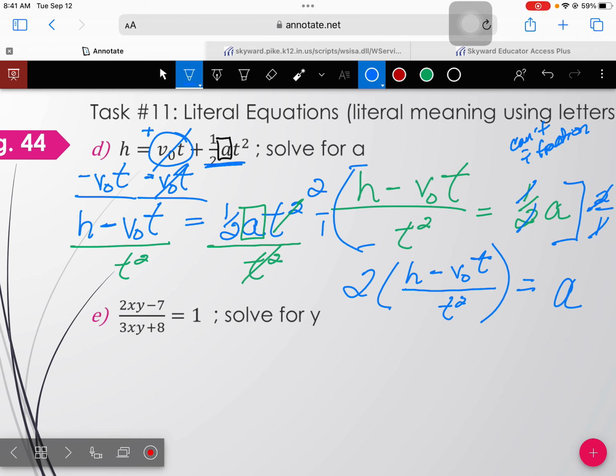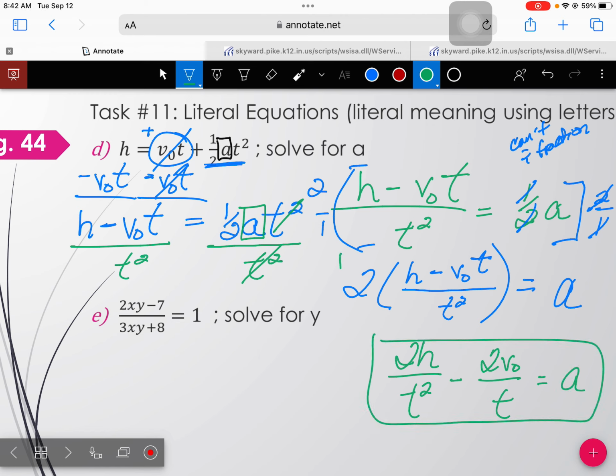Does anybody want to offer what they had and check? Do you see what I did though? You want to subtract the other whole term first. That's what I would do first. Then, trying to get a by itself, divide by t squared. Don't try to do everything all at the same time. Take a couple steps.